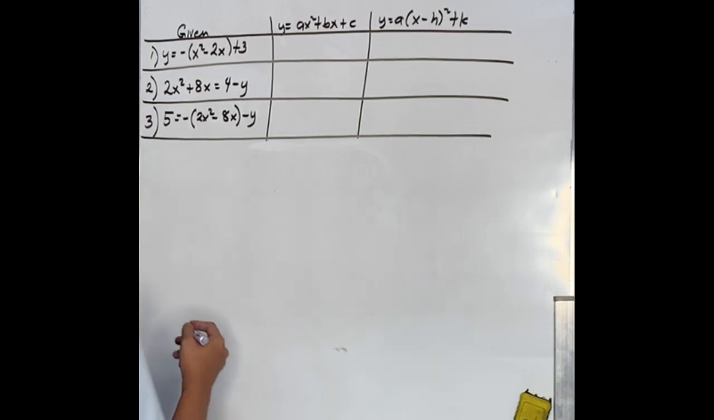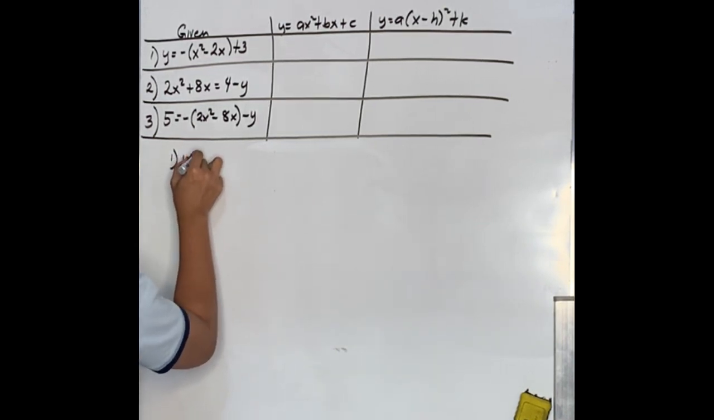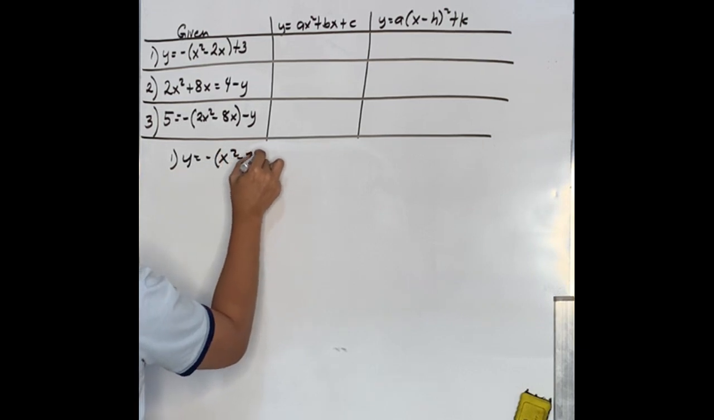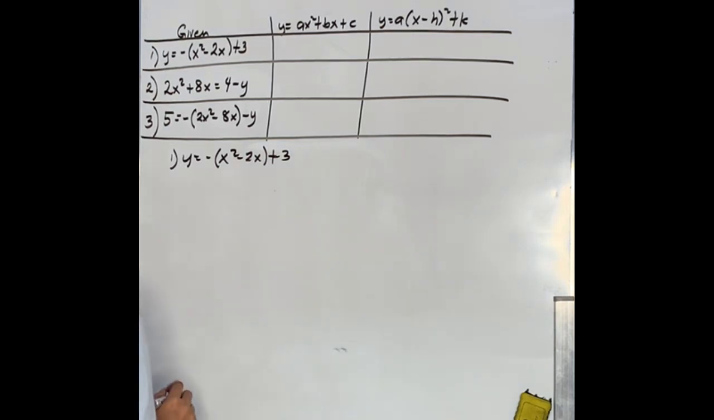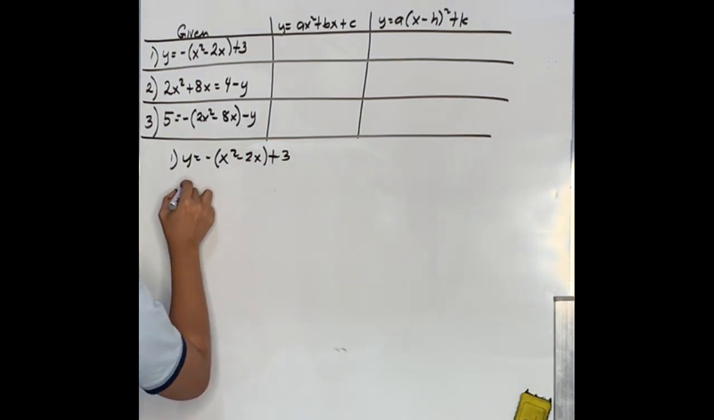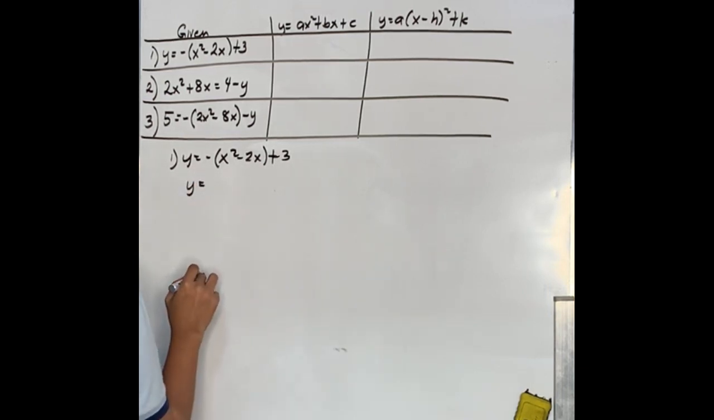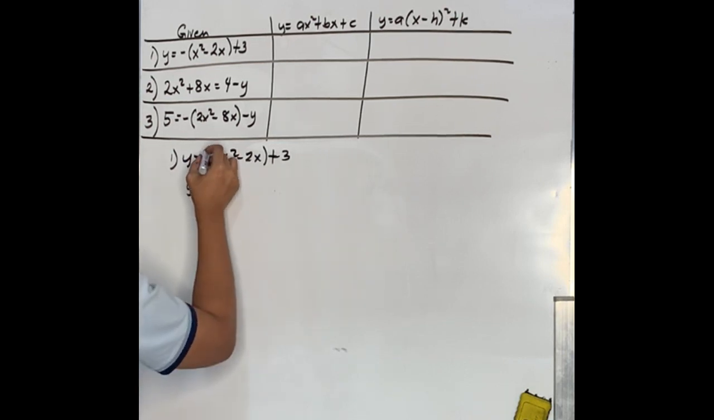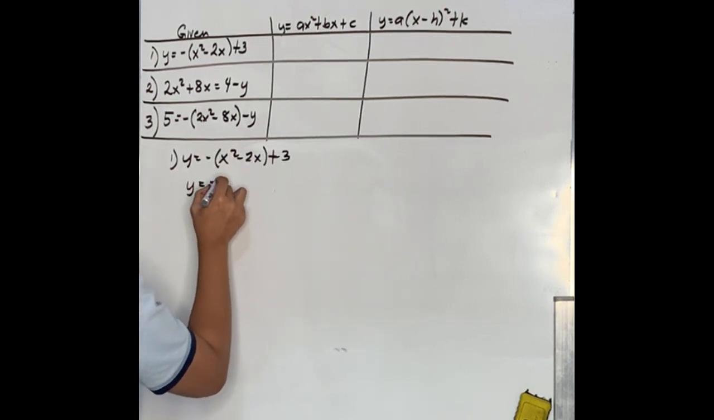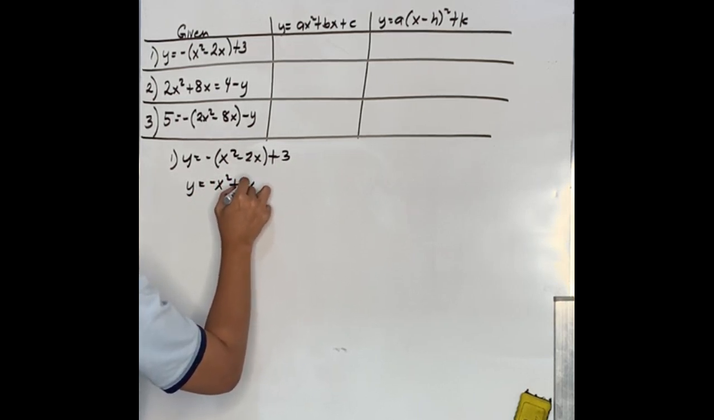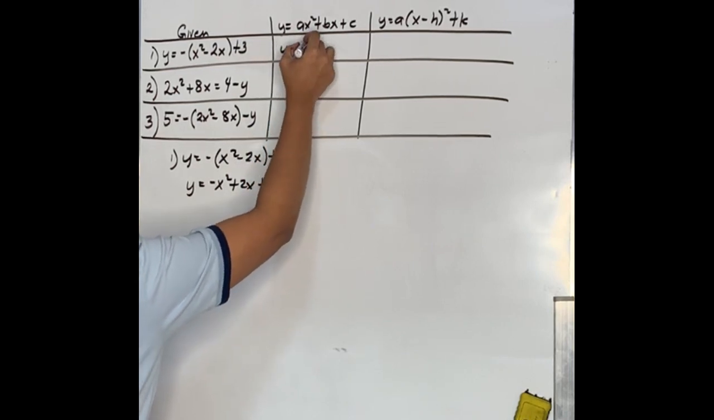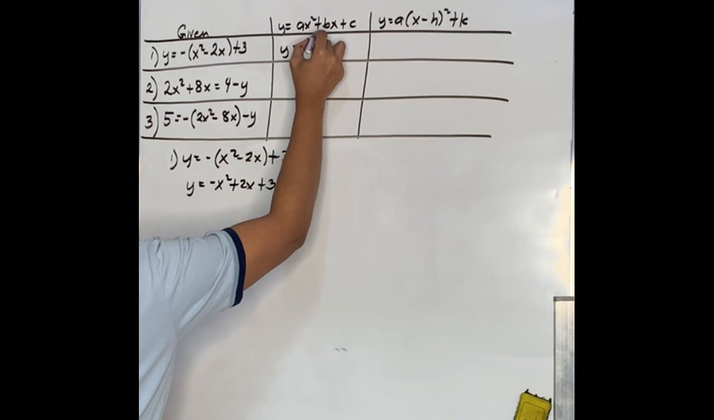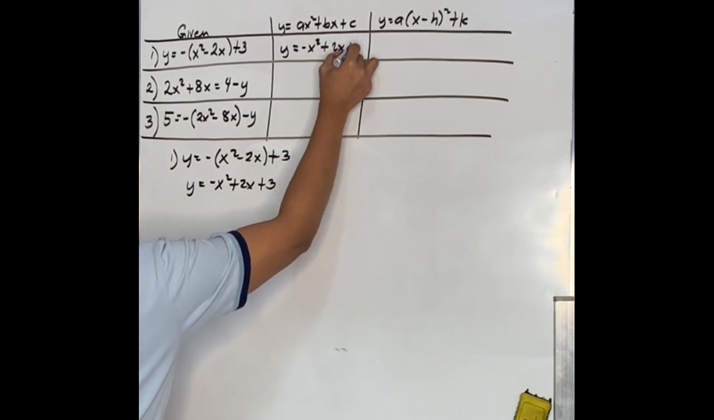Now let us complete the table. So considering number 1, y is equal to negative of x squared minus 2x plus 3, we need to rewrite the given function into y equals ax squared plus bx plus c. So, since y is already isolated, we just need to distribute negative outside of the given group. So you will be having negative x squared plus 2x plus 3. Therefore, our answer will be y equals negative x squared minus 2x plus 3.